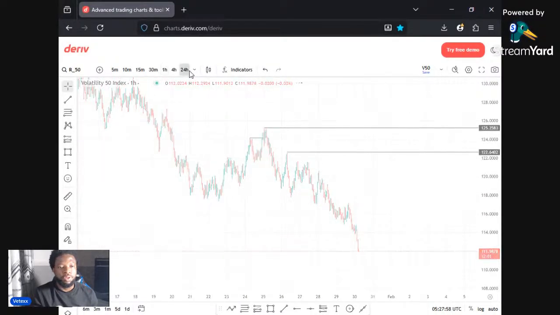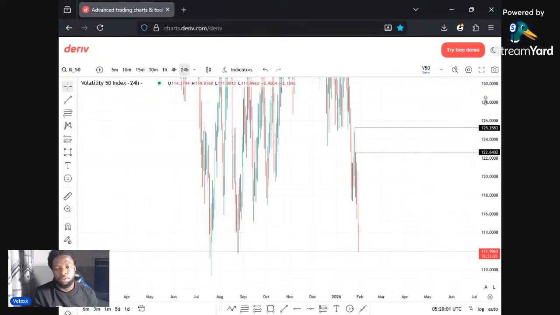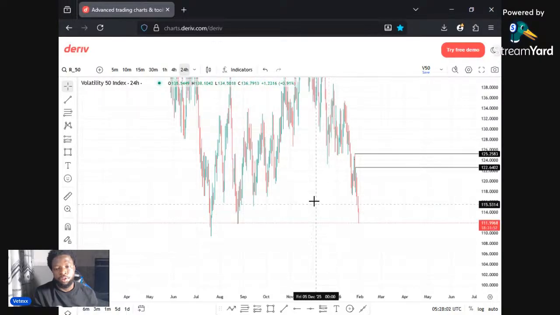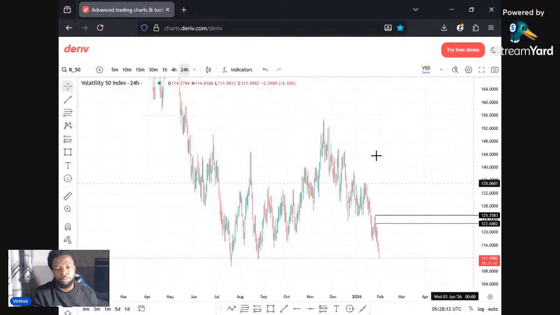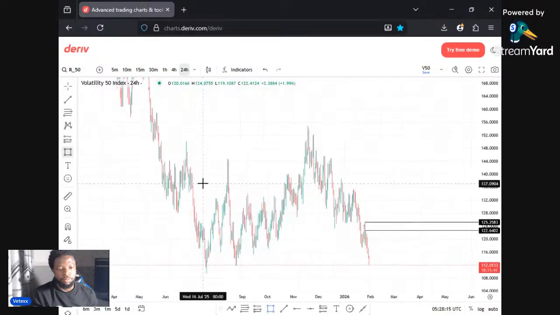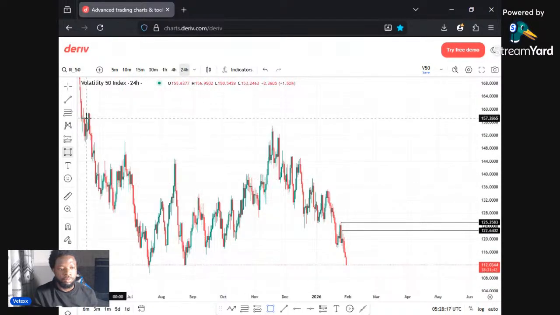V50 is bearish on the 24-hour time frame. See, it's about smashing the TP. So even if you smash the target, we still don't care. The only thing is that the 24-hour direction is done. Now this is where it's selling from. This is where it's selling from.